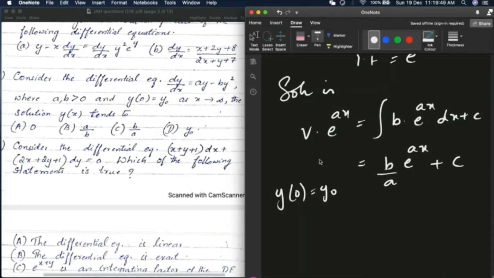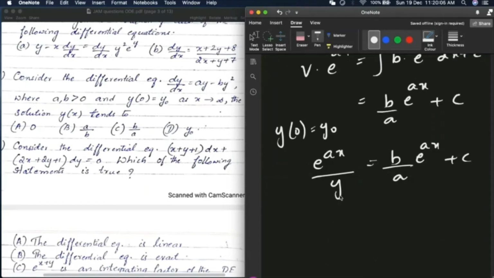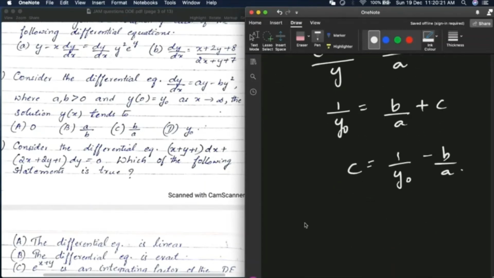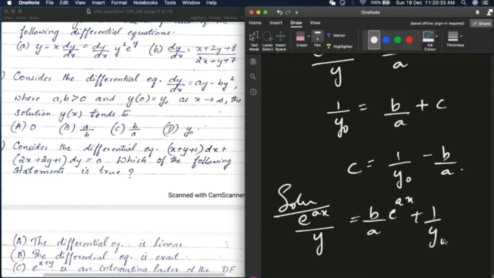So you get, v was 1 by y, right? So it is e raised to ax by y. So 1 by y naught is equal to c, is equal to 1 by y naught minus b by a. So your solution becomes e raised to ax by y is equal to b by a e raised to ax. In the place of c, you have 1 by y naught minus b by a.